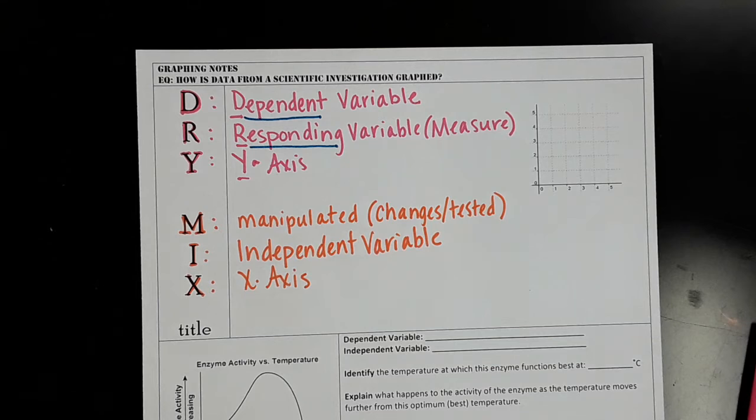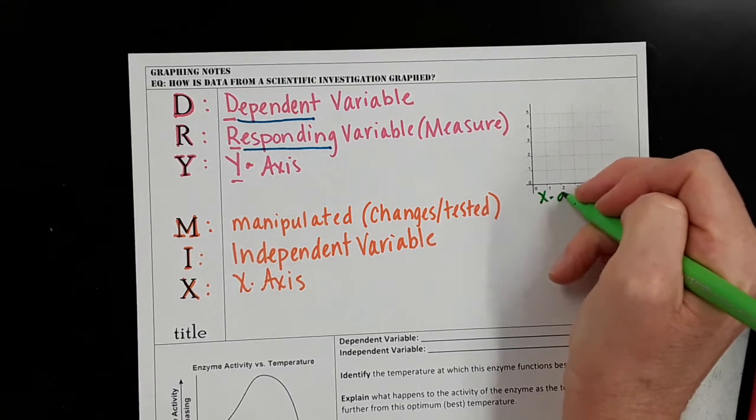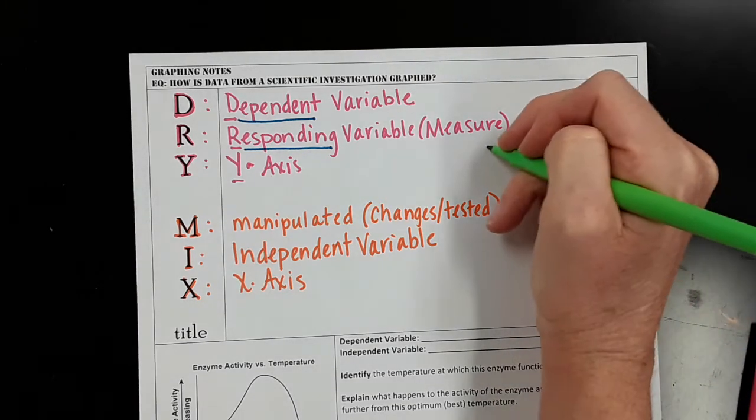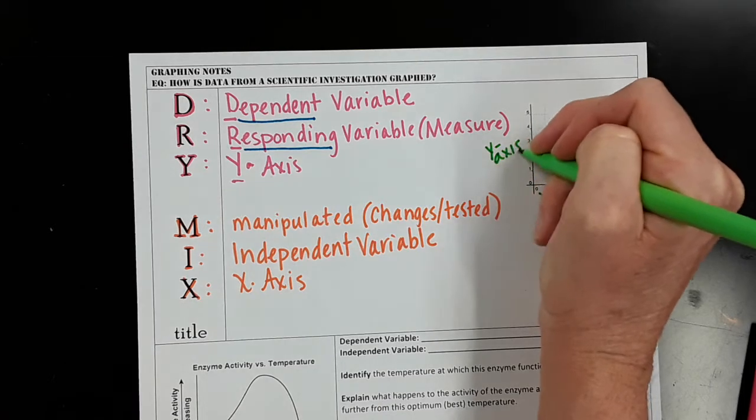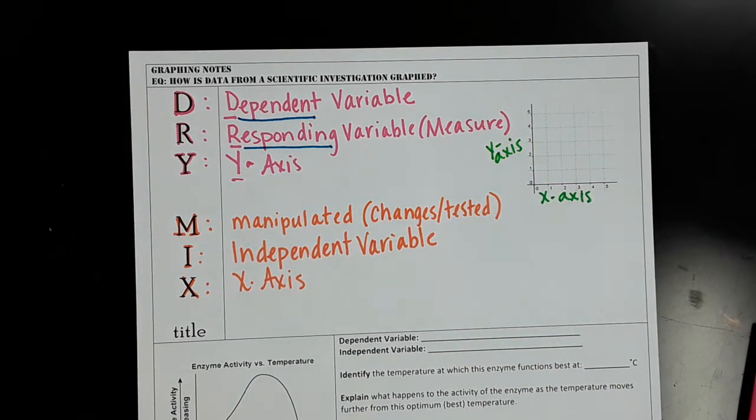A brief roundup of DRY MIX. DRY helps us understand the dependent variable. It's the responding variable, and it goes on the y-axis. The MIX is for the manipulated variable, what we change, what we're testing, otherwise known as the independent variable, and it goes on the x-axis. Looking at our little graph for reminders, the x-axis is across the bottom, left to right, and the y-axis is up and down.